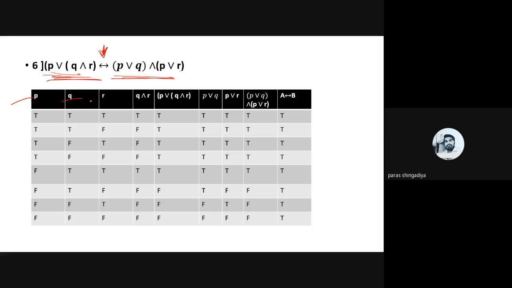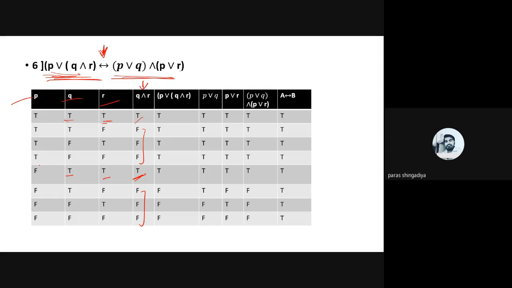So consider the P, Q, and R columns, which are fixed now. Then Q and R, which is the answer of Q and R. Check at which places both statements are T. In the first place both are T, then in the fifth place both are T, and there is no other such case, so write T there and put F in the remaining. That is the answer of Q and R. Then find P or Q and R, using column P and the Q and R column, and apply the OR operator. So what is the meaning of the OR operator?